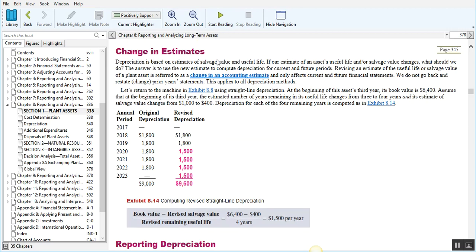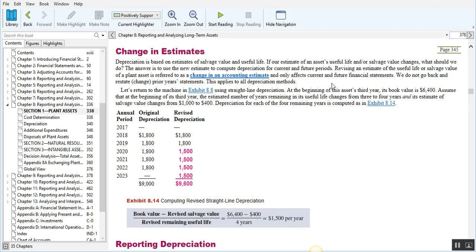Now, it is possible for an estimate to change. For example, if you're using an asset and partway through the period of using it, you see, okay, this is going to actually last longer than I thought, and maybe the salvage value won't be as much as I thought. So in the case where you have a reduced salvage value, you're going to show that here. You'll have a reduction from 1,000 to 400, but you're also going to add useful life onto it. So at the beginning of the third year, the book value is 6,400. And with that, you want to adjust this salvage value.